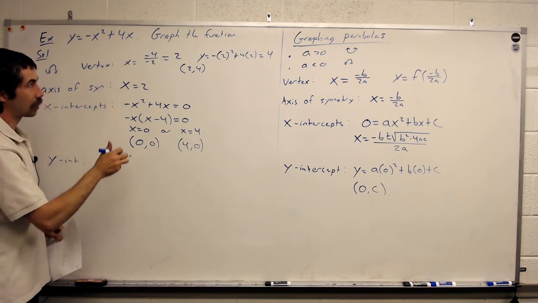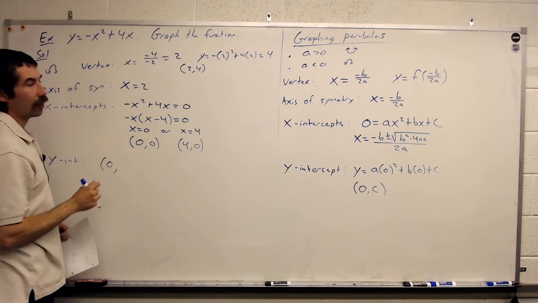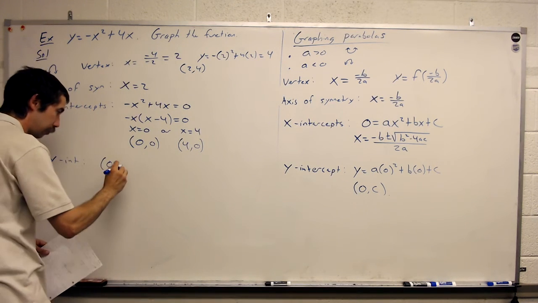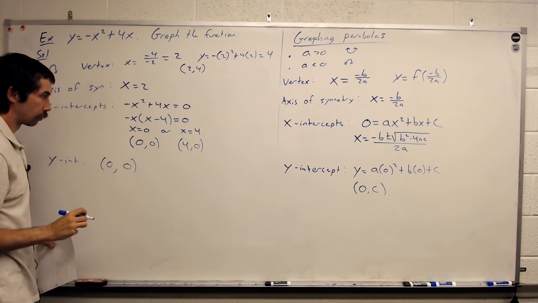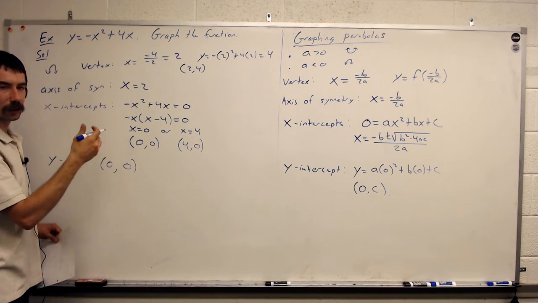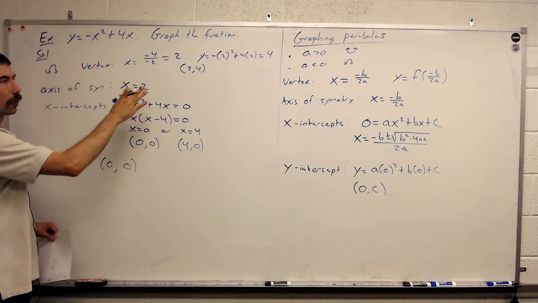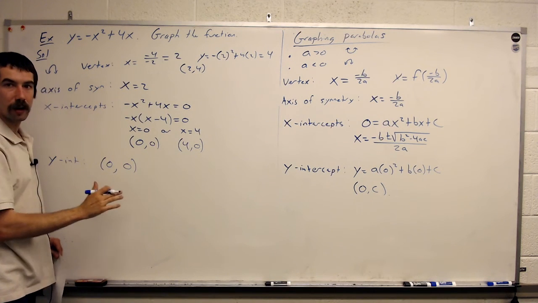And then finally, we need our y-intercept. We get that by reading off c. There is no c, so c is 0. All right, so we have the shape of our parabola, we have the vertex, we have our intercepts. We're ready to graph it.